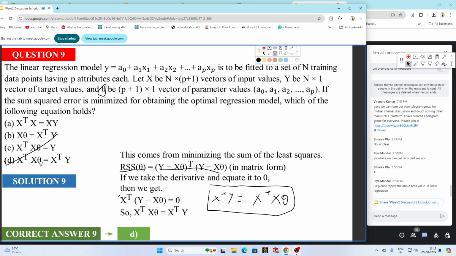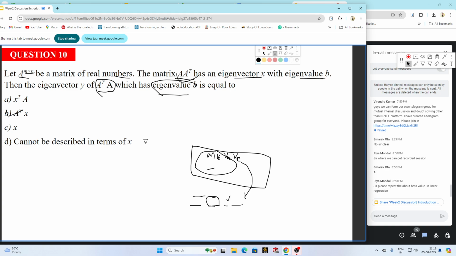Okay, is this clear? We have discussed it in detail in the first slide. It is exactly similar, only here they have replaced beta with theta, and theta is a naught, a1, a2, etc. Only this difference. So let's move on to the last question.